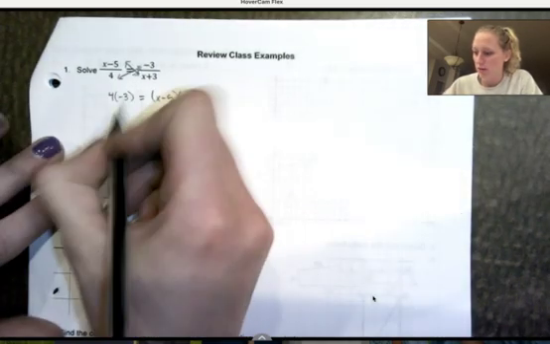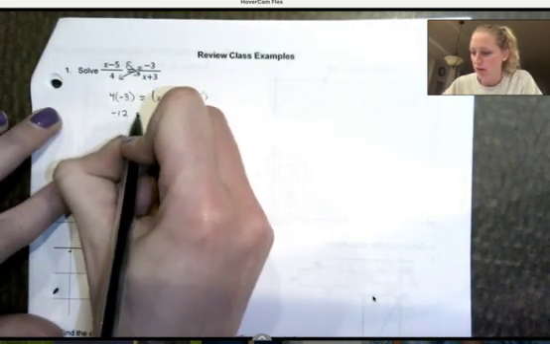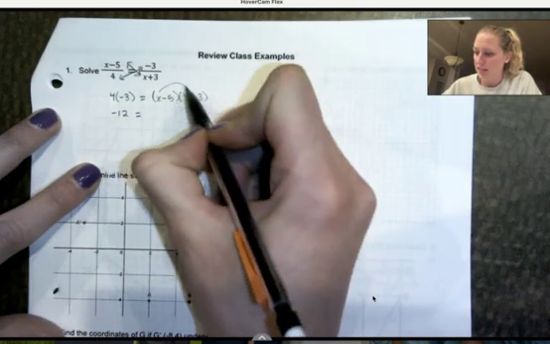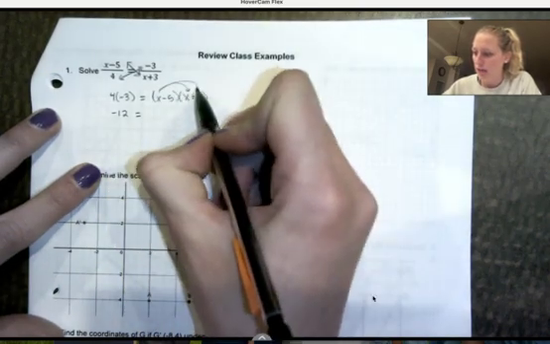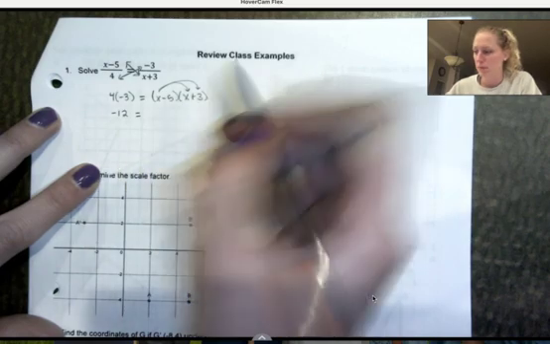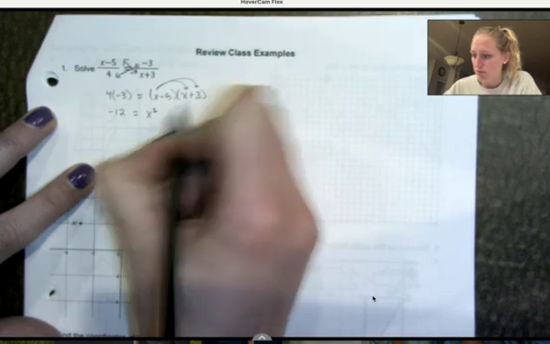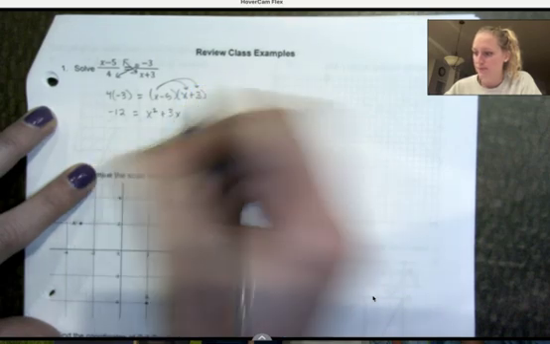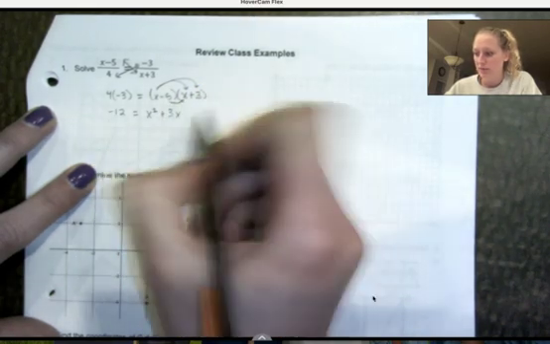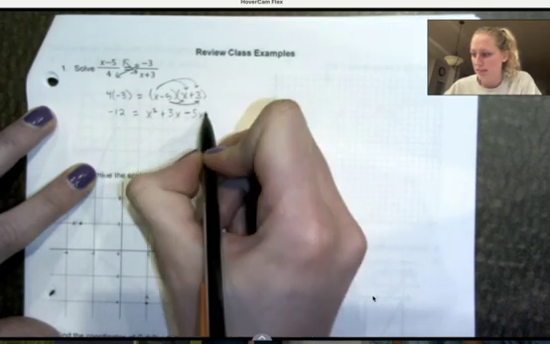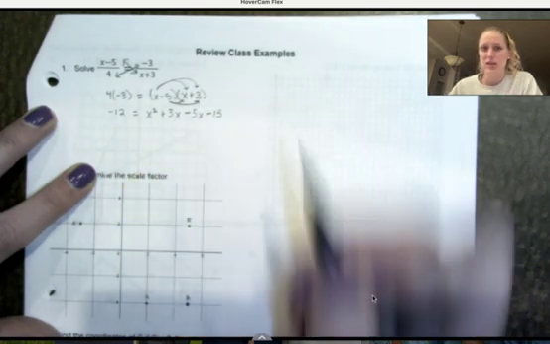Then I'm just going to go ahead and multiply. So I got negative 12 here. And then this is where I have to distribute twice, right? I'm taking x times both parts, and then I'm going to take negative 5 times both parts. So x times x is x squared. X times 3 is positive 3x. Now I have negative 5 times x, which is negative 5x. And negative 5 times positive 3 is negative 15.